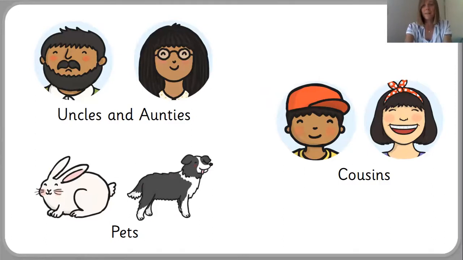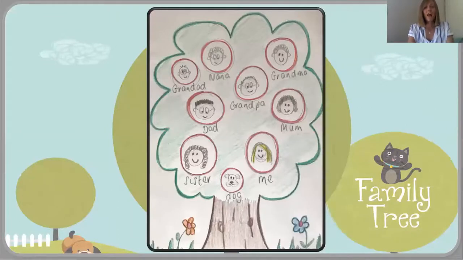Let's have a look at one that I made earlier. I've drawn a big tree that fills the whole of my piece of paper. And I've started with the youngest person in my family, and I've gone all the way up to the oldest person. So I started with my dog Buddy, and then I drew me and my sister, my mum and my dad, and then I drew my grandparents. I couldn't fit everybody on, but I might have a go at making a second one later, so I can put my auntie and my uncle and my cousins on it.